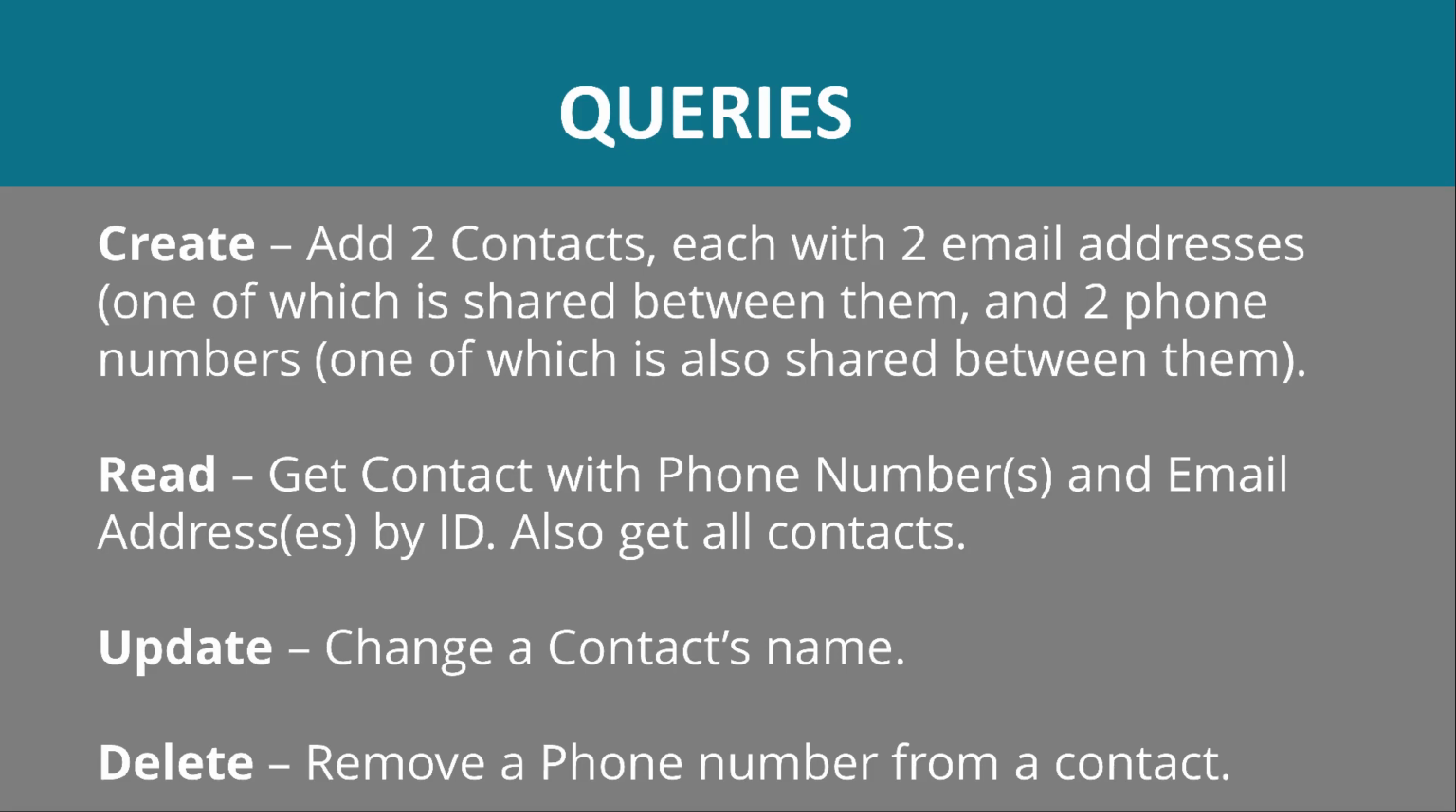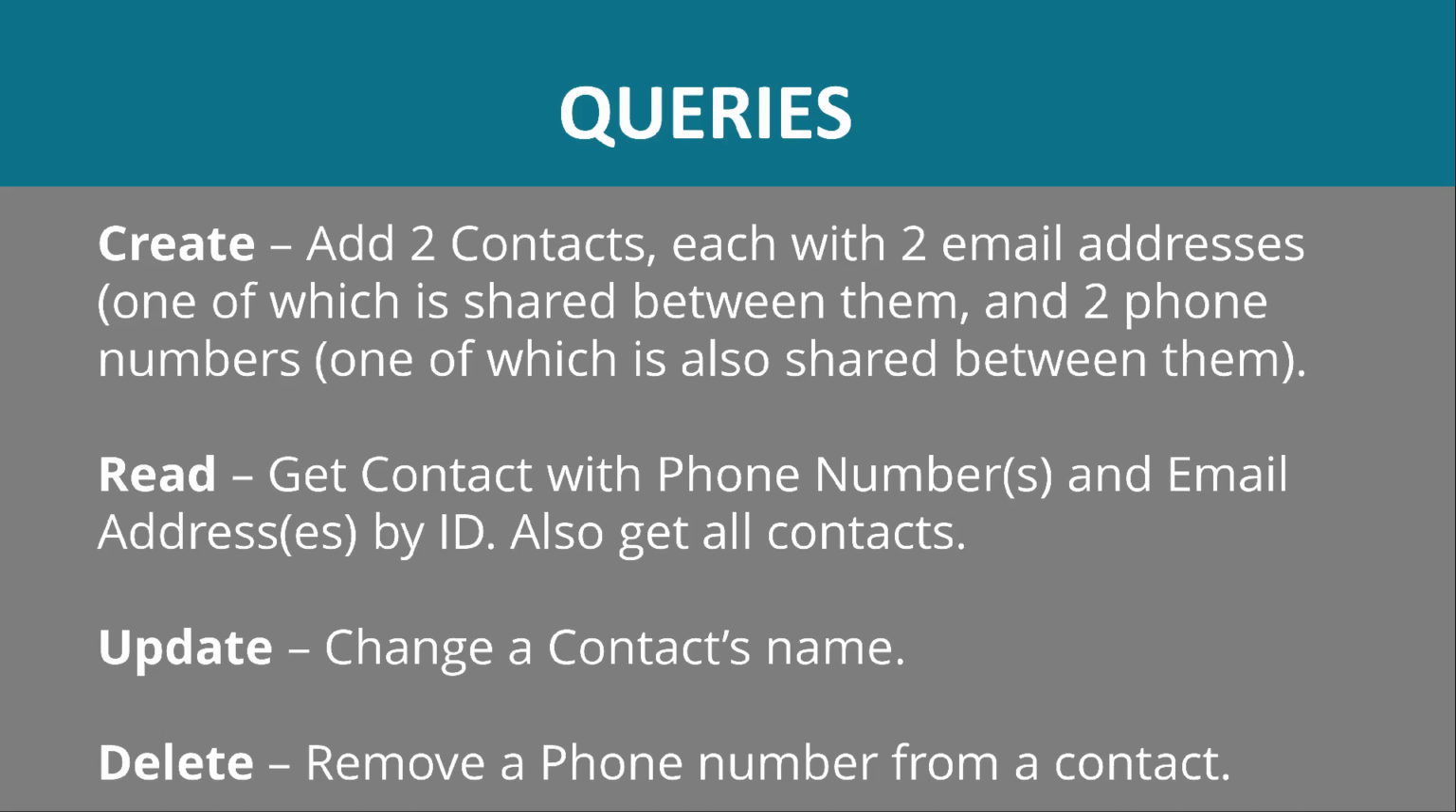When we read information, we're going to do 2 different types of reads. First, we're going to get a contact with their phone numbers and email addresses based upon their ID. And we'll talk about that ID in a little bit. But we're going to get the contact with their phone numbers and email. So Tim Corey, here's his 2 phone numbers, here's his 3 email addresses. Now, using a different ID, you can get my wife's contact information, her phone numbers, and her email addresses. Now, we'll also do a second type of read, which is to get all the contacts. So get every person in our list.